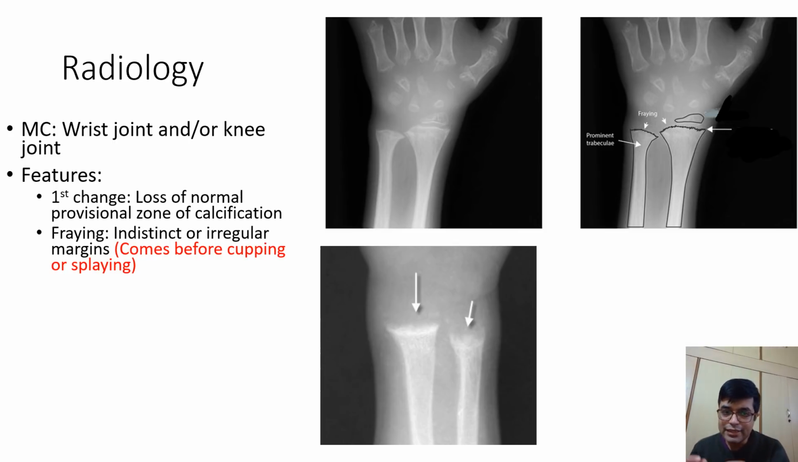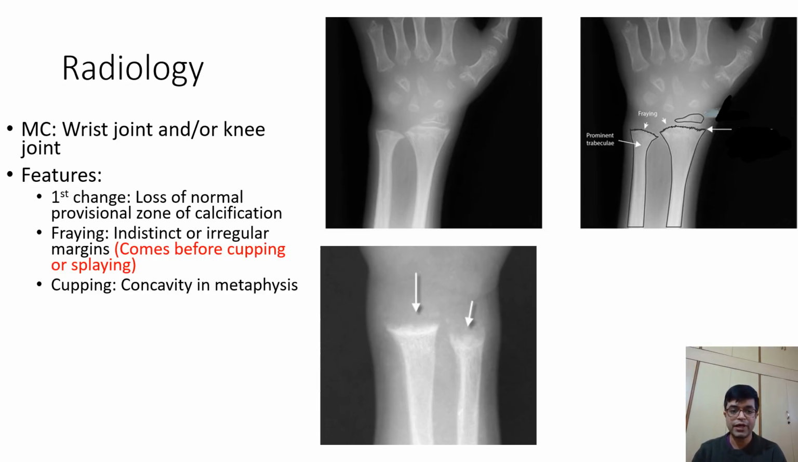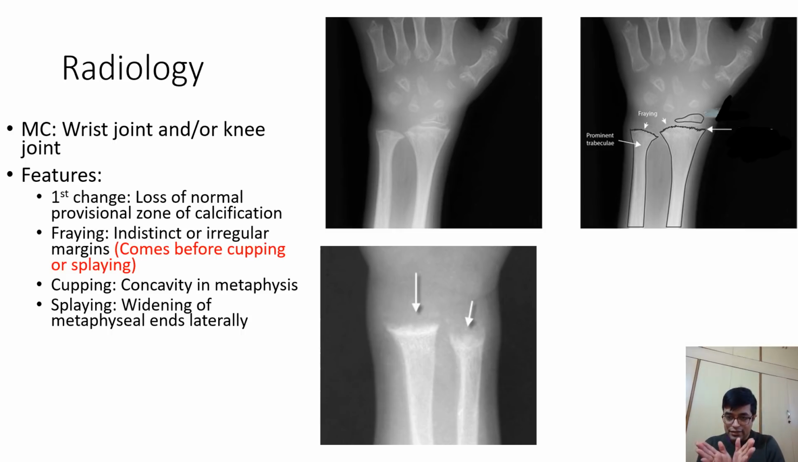Can you see there is indistinct or irregular margins which are being formed? That zony kind of thing, that is known as fraying of metaphysis. Point to remember, fraying comes before cupping or splaying. Although the overall first common sign is loss of provisional zone of calcification. Cupping is concavity in the metaphysis, as you can see in this picture. And splaying, that is due to pressure, the bone tends to move laterally. That is known as widening at the metaphyseal end.